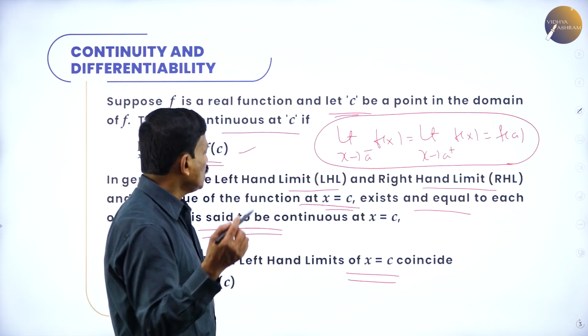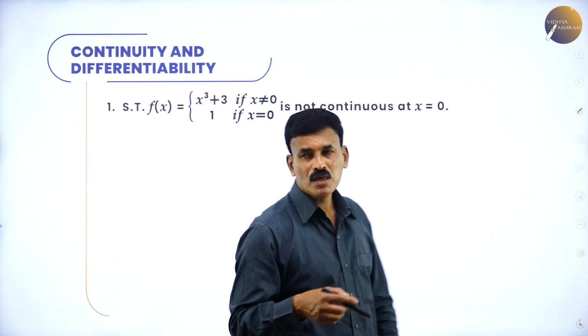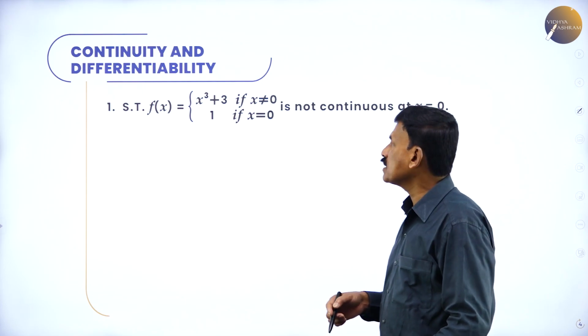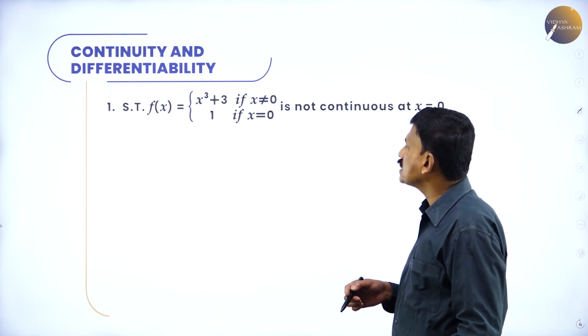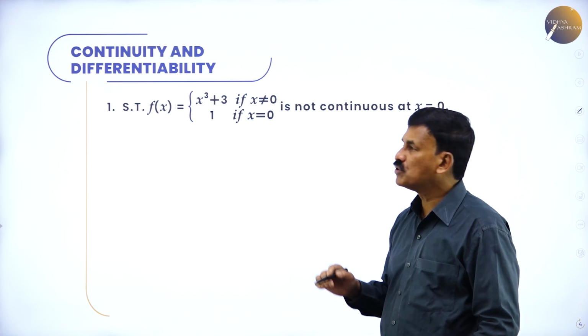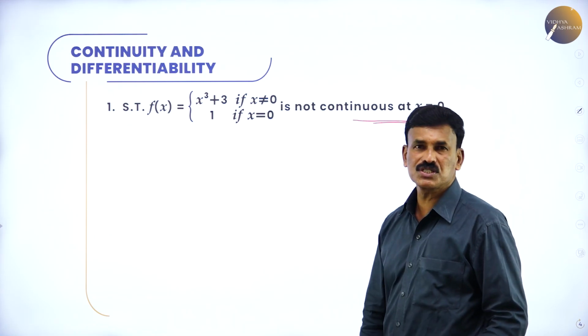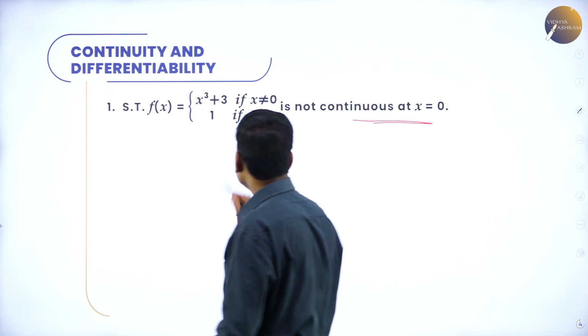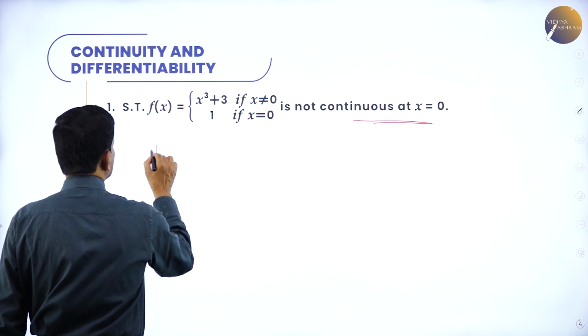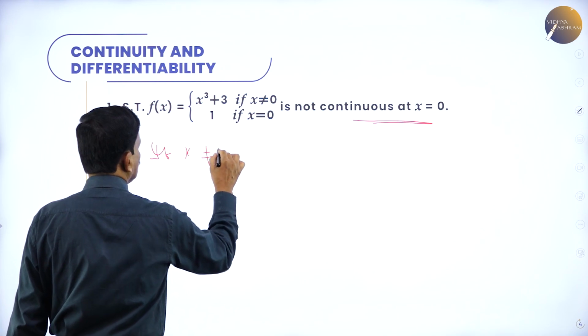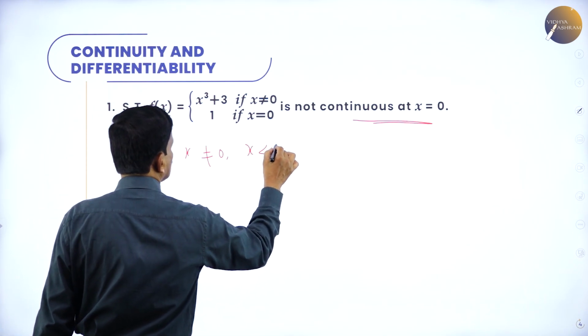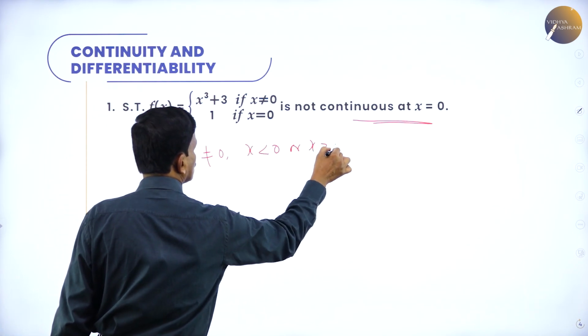Now, let us take a simple example. Show that the function f of x equal to x cube plus 3 if x is not equal to 0, and 1 if x is equal to 0, is not continuous at x is equal to 0. Now, here it is given, if x is not equal to 0, that means x is less than 0 or x is greater than 0.